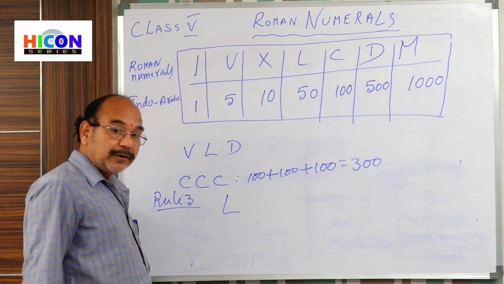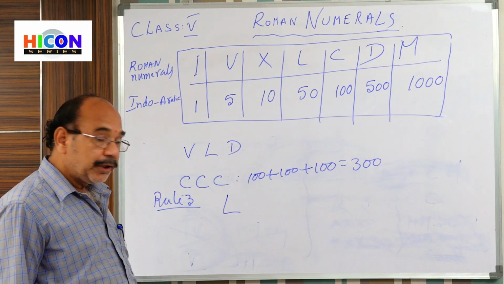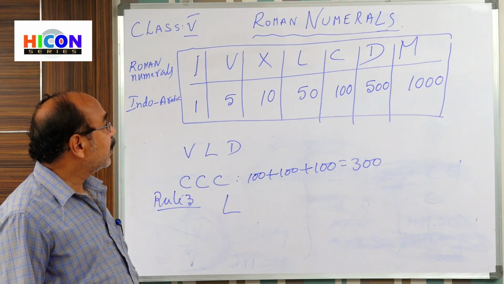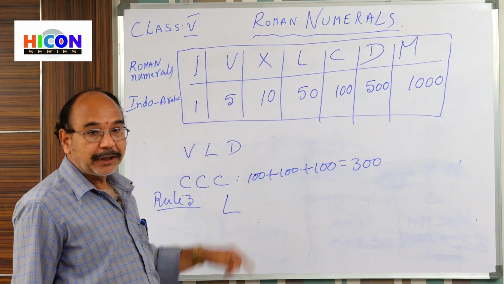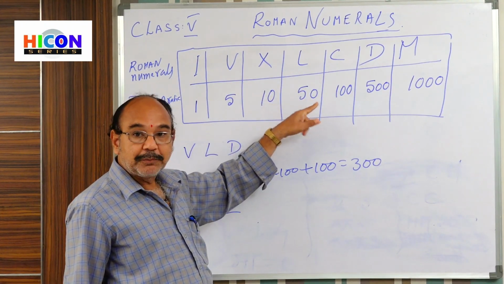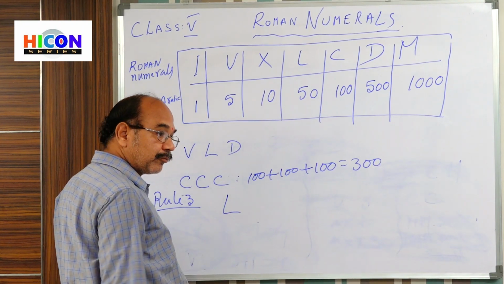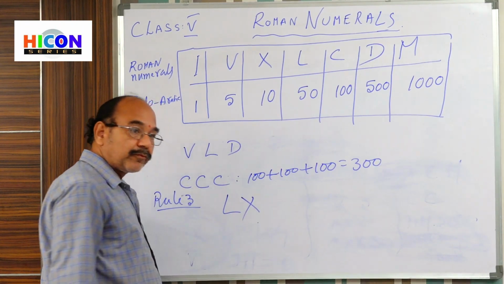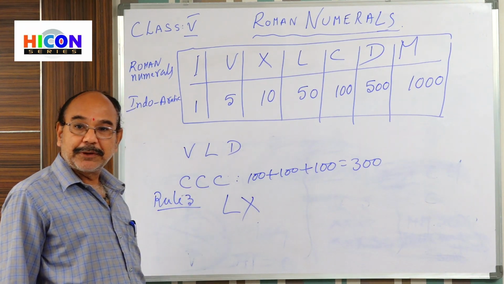L. L represents 50. Now, take one smaller number. L is 50. Take one smaller number, X. 10 you take. X is 10. X is smaller. L is 50. That is bigger. Now you write the smaller one to the right side. LX. This is a Roman number.